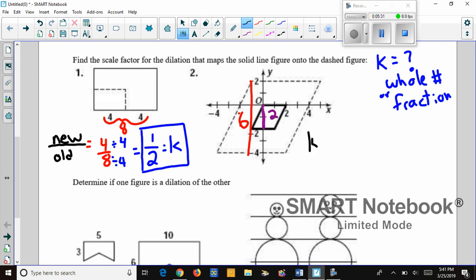If the scale factor is going to be found by taking the new measurement and dividing it by the old measurement, I'm going to have 6 divided by 2, which is 3 as my scale factor. And as stated before, since it was getting larger, it had to be a whole number, and that's exactly what we have. So that is how we find the scale factor. Take the new measurement, divide it by the old measurement, and that'll tell us what we multiply by to perform this dilation.